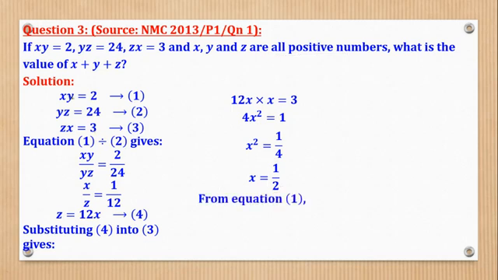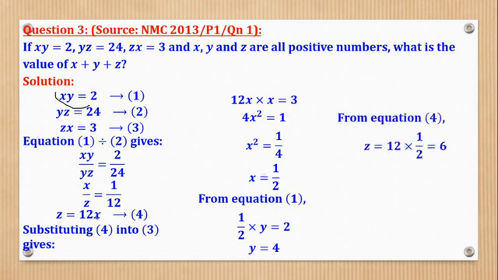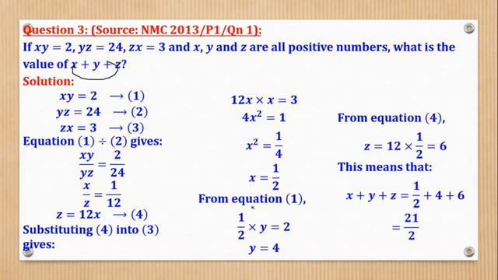Then from equation 1, since we know the value of x, we can come and substitute, then get the value of y. Also, from equation 4, we know the value of x, so we can substitute to get the value of z. Therefore, now that I know x, y, z, I can get the required expression. So substitute and add to come up with 10.5. And that's what they wanted.